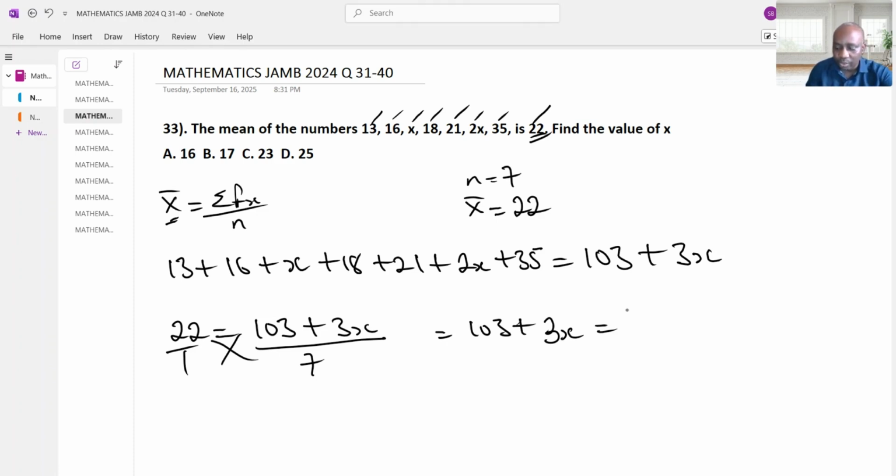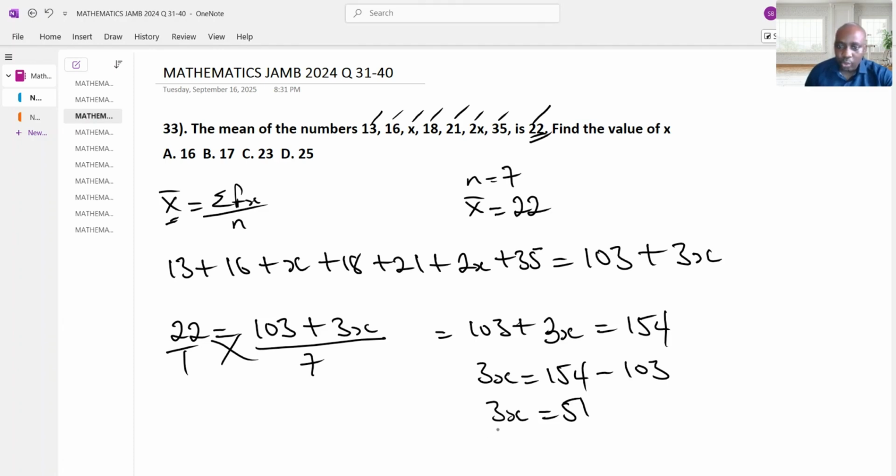What is it going to give us? 22 multiplied by 7 is going to give us 154. Now we are going to collect like terms: 3x equals 154. This 103 we jump to the other side of the equals sign, and we change the sign to what? So minus 103. 3x equals 154 minus 103. We're going to get 51.